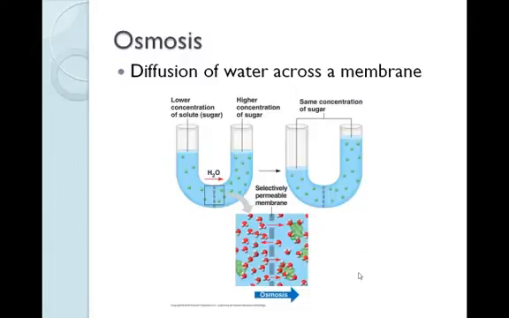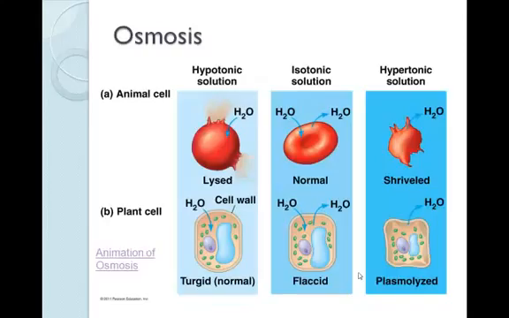Osmosis is the diffusion of water across a membrane. Cells are filled with many different molecules, and most of these molecules are polar or charged. Polar or charged molecules do not move easily through a lipid bilayer. Water is also a polar molecule, but since it is small, it does move through the bilayer. It is also assisted through special protein channels called aquaporins.